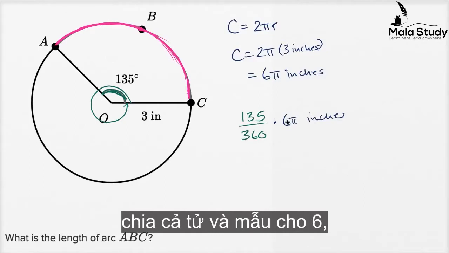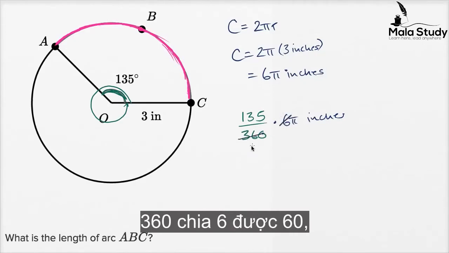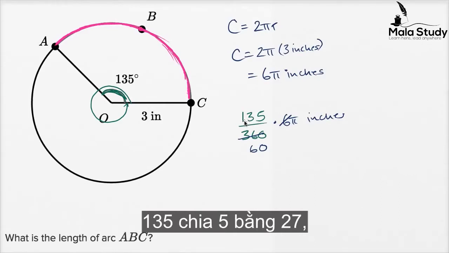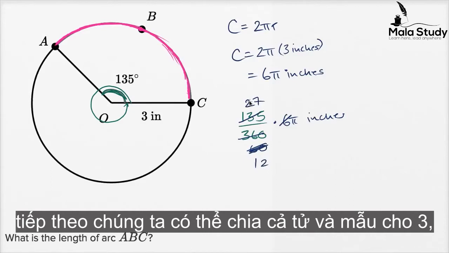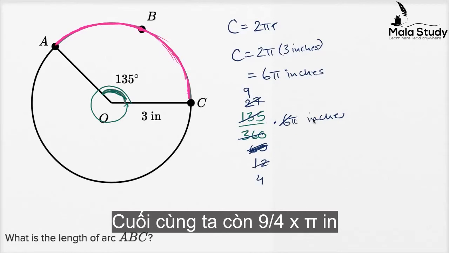So let's see if we can simplify this a little bit. We could divide the numerator and the denominator by 6. 6 divided by 6 is 1. 360 divided by 6 is 60. And if we divide 135 by 5, that is going to be 27. Yeah, 100 divided by 5 is 20, and then 35 divided by 5 is 7. So this is going to be 27. And then this would be 12 if we divide 60 by 5. We can then divide the numerator and denominator by 3. 27 divided by 3 is 9, and 12 divided by 3 is 4. So we're left with 9/4 times pi inches.